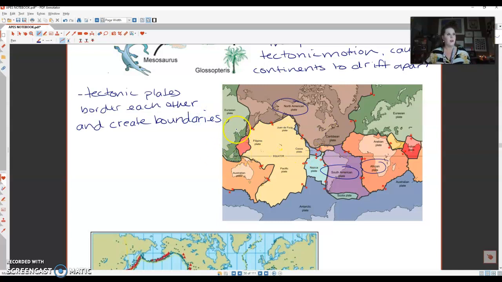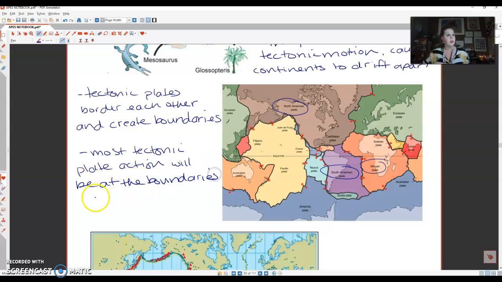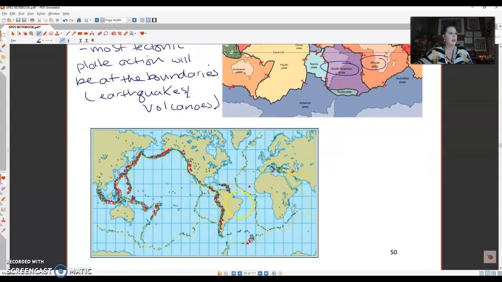Okay, so these boundaries is where we're going to see all of that geologic activity. So most tectonic plate action will be at the boundaries of the plates. So this is where we're going to see earthquakes and volcanoes. Okay, at those borders is where we see most of the activity. Okay, so this picture, that's what it is showing you.